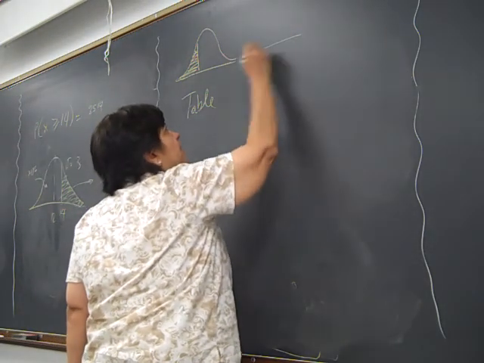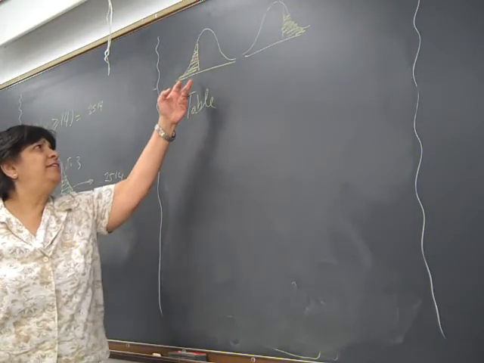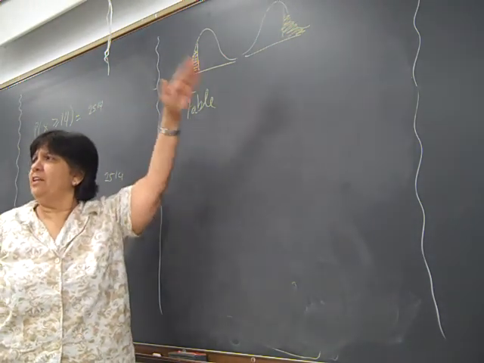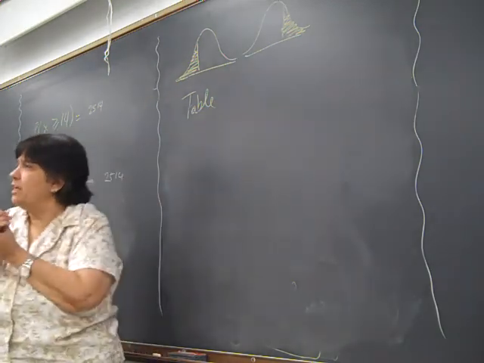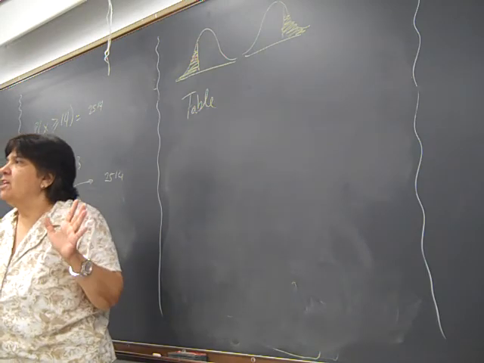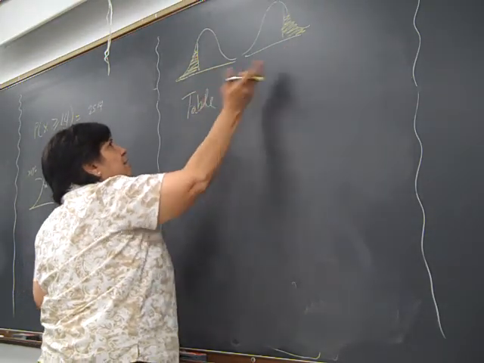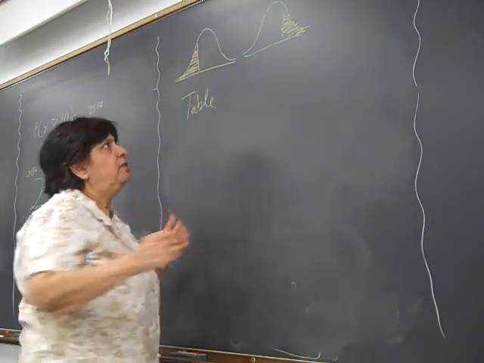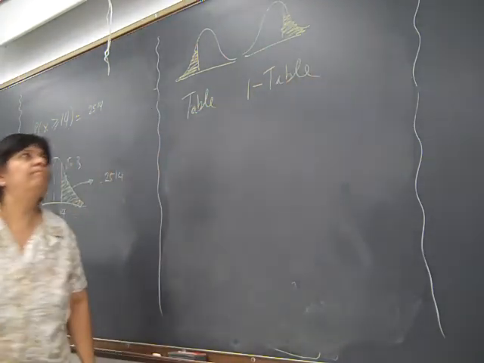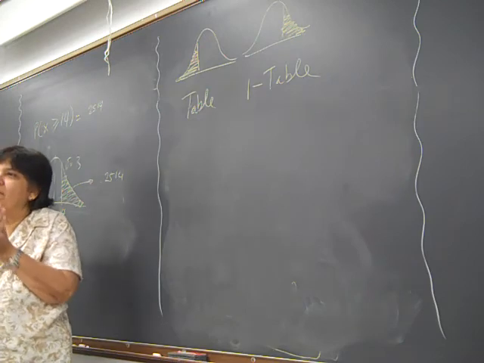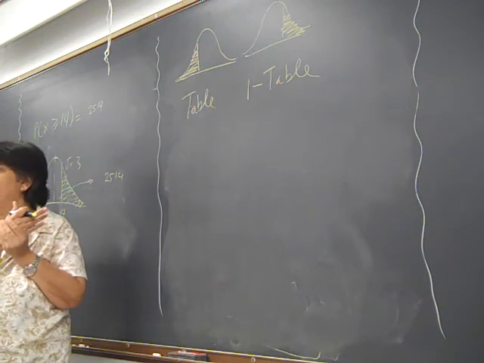If I ask you what is the probability that X is greater or equal, and this number can be on the left side or the right side, it really doesn't matter where this number is. It doesn't matter at all. This is 1 minus what is in the table. Why? Because the tables give you the left part of the distribution, so the right part has to be 1 minus what is in the table.